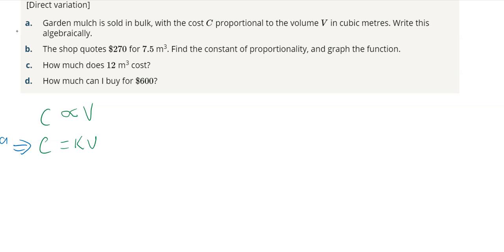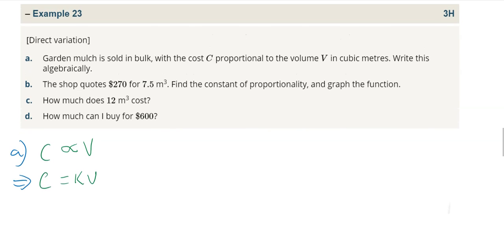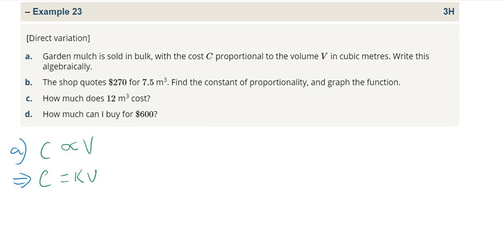This is part A. I would put a part A there. Example 23. Okay. The shop quotes $270 for 7.5 cubic meters. Find the constant of proportionality and graph the function. So the constant of proportionality is going to be what letter? K, yeah, it's just K.